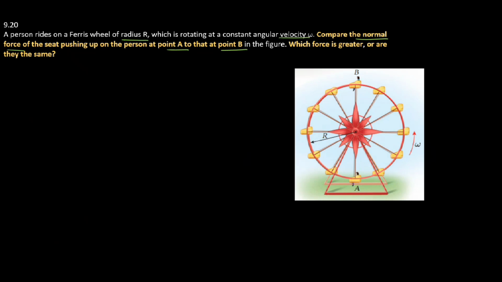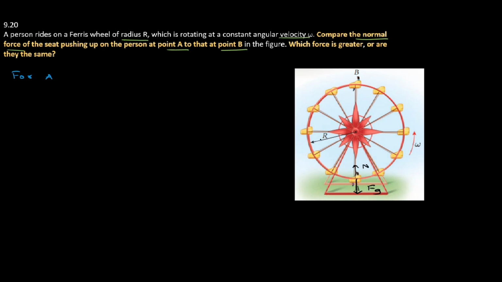So let us first draw the free body diagram. I'm going to first consider point A. At point A, when I draw the free body diagram, I have the force due to gravity acting vertically down. So I will write this Fg. And then you have the normal force acting vertically up, perpendicular to the surface.